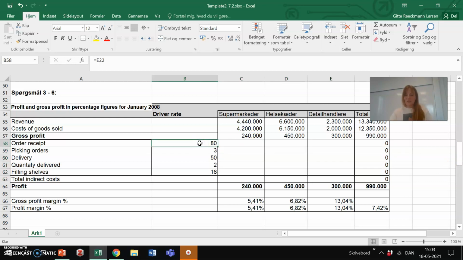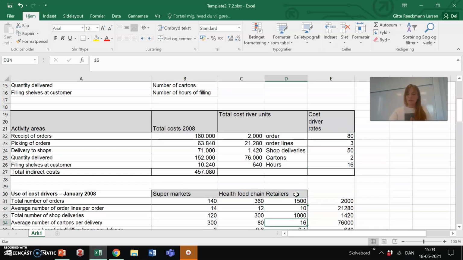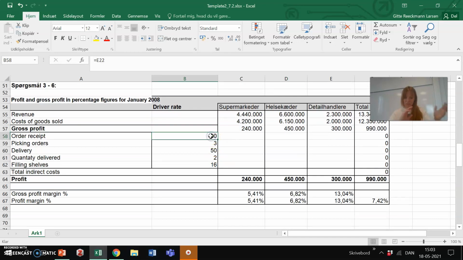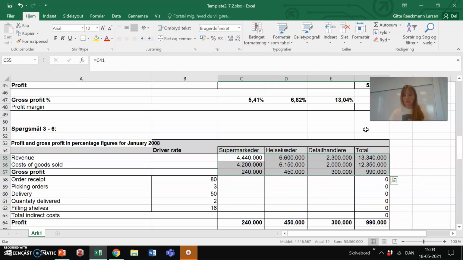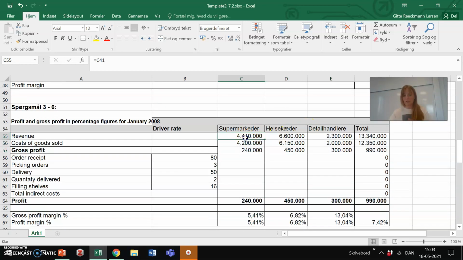So the cost drivers we have already calculated, right? So all of these numbers are coming from up here where we calculated the cost driver rates. So this is the amount that for each unit of use in the specific activities, we will multiply with this cost driver rate. Now, this part here is all copied from the calculations we just did up here, right? No need to calculate that again. You can simply just copy it and work a little smart with Excel here.